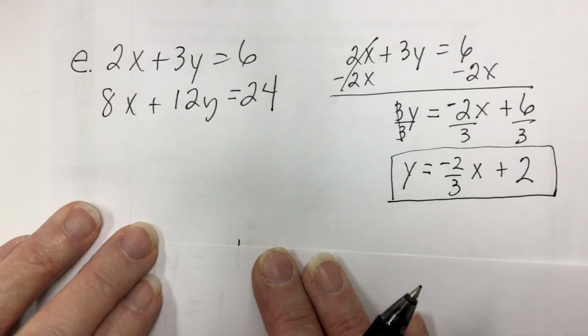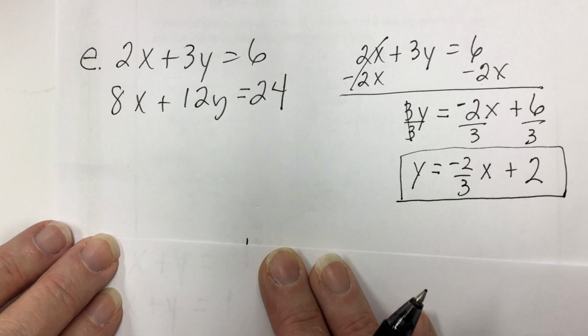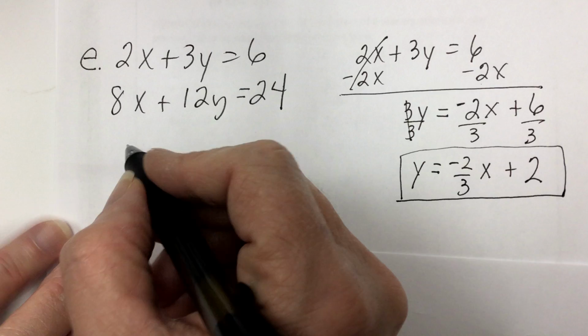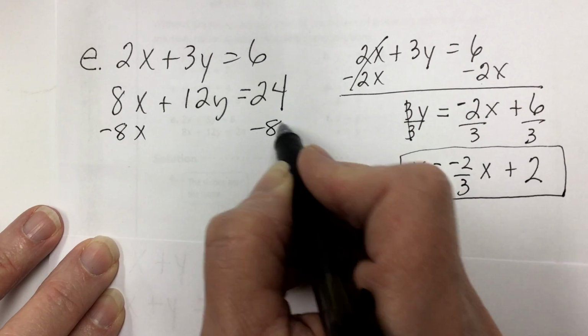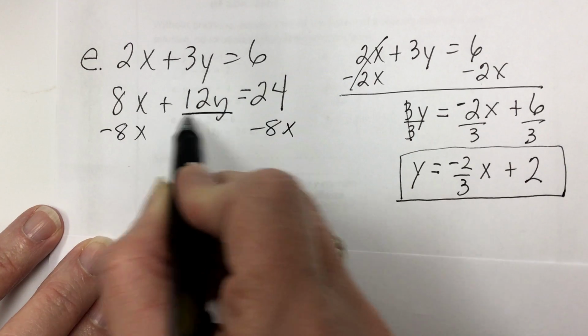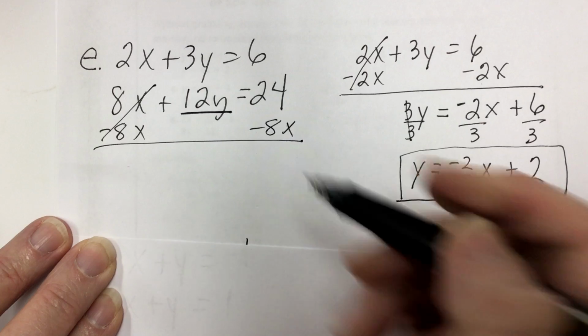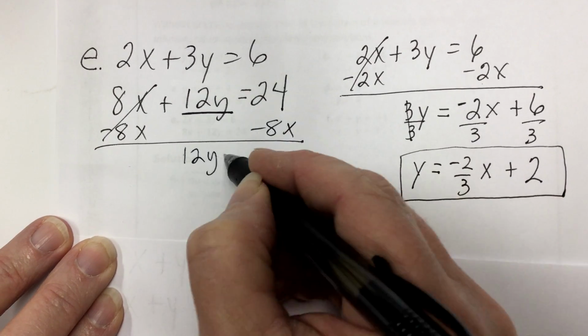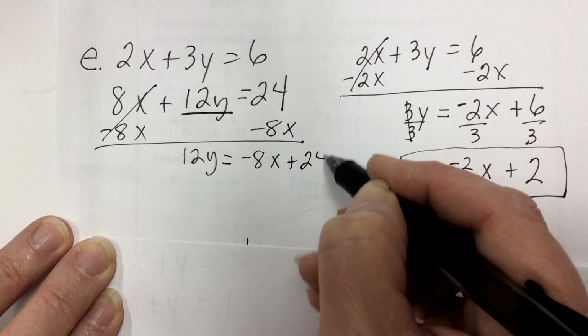Now let's go back and solve the second equation for the form of y equals mx plus b. The first thing I would do is subtract 8x from both sides because I want to get the y term by itself. The 8x's cancel. So I end up with 12y equals negative 8x plus 24.